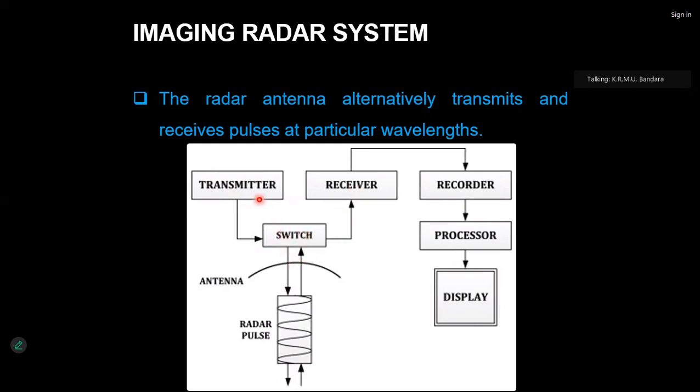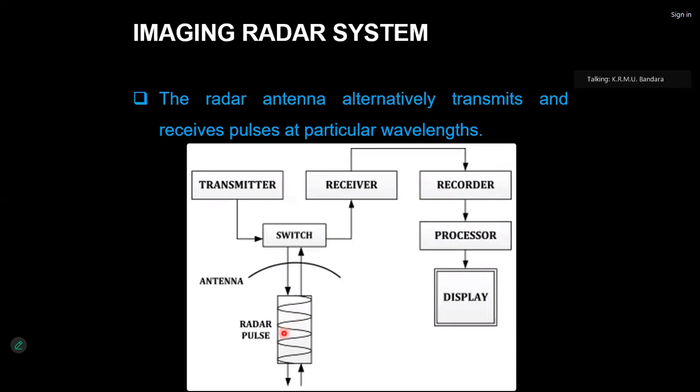Then after that, the switch is off for the transmitter and on for the receiver, and it receives the previous pulse after reflecting from the ground. The returning signal comes here and is recorded, comes to the receiver and goes to the recorder, with some pre-processing on board, and comes to the display or is received here on the ground. Then after receiving, the switch is off for the receiver and on for the transmitter, and the next pulses are sent.